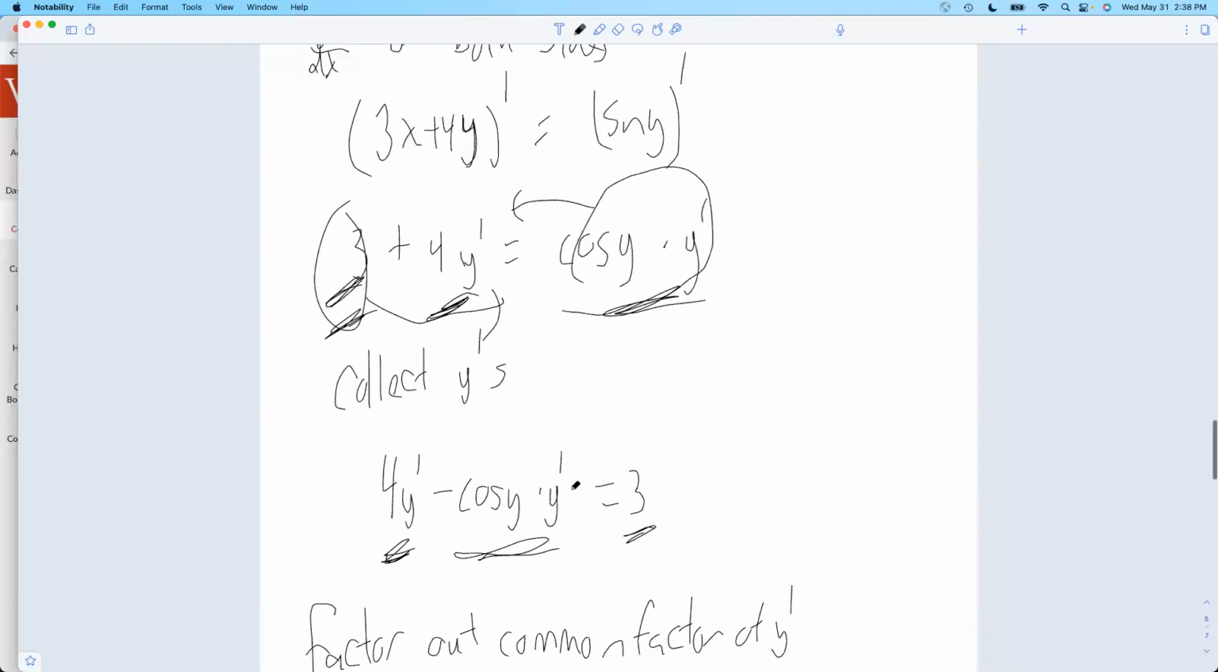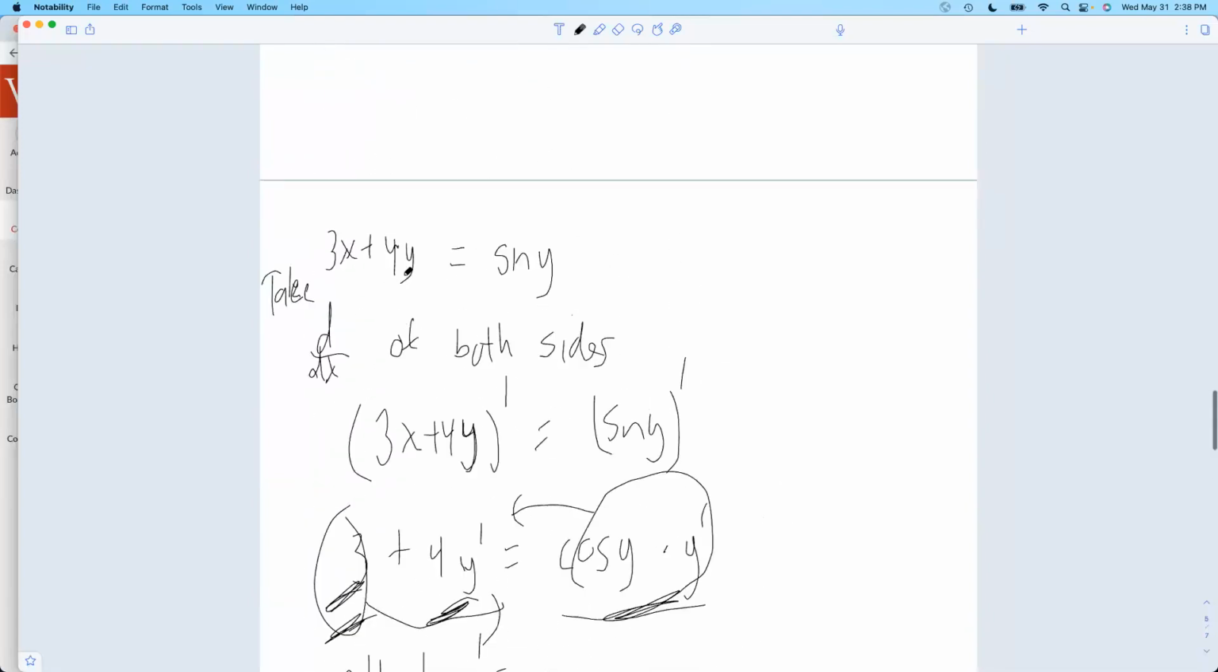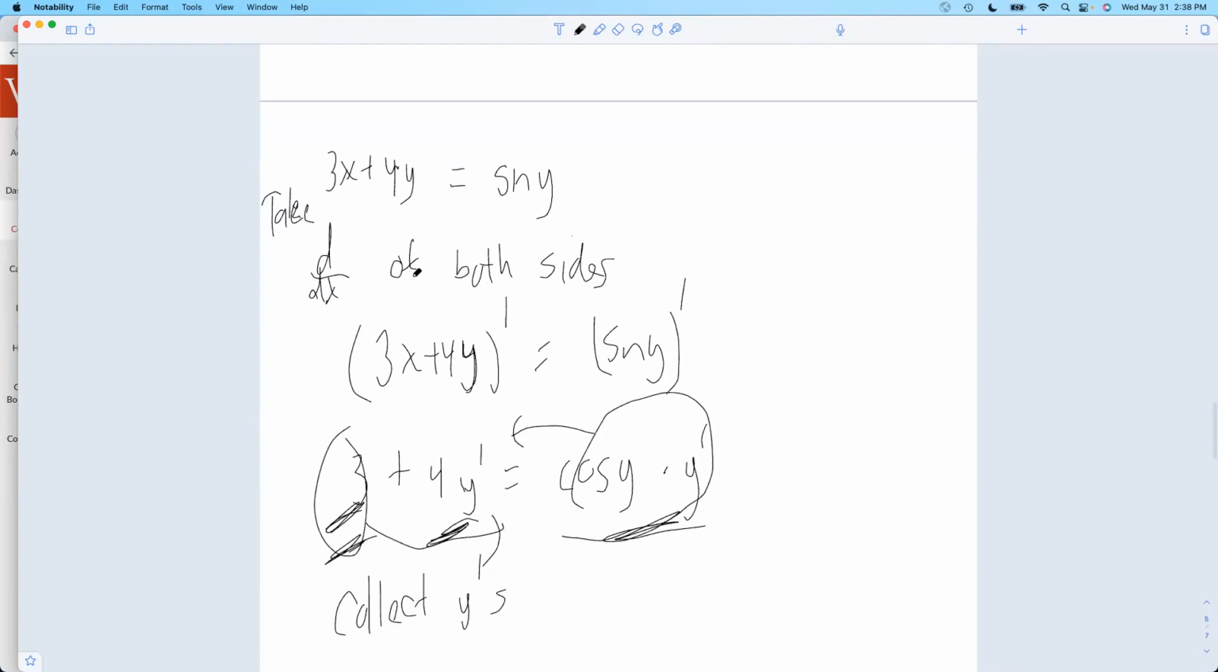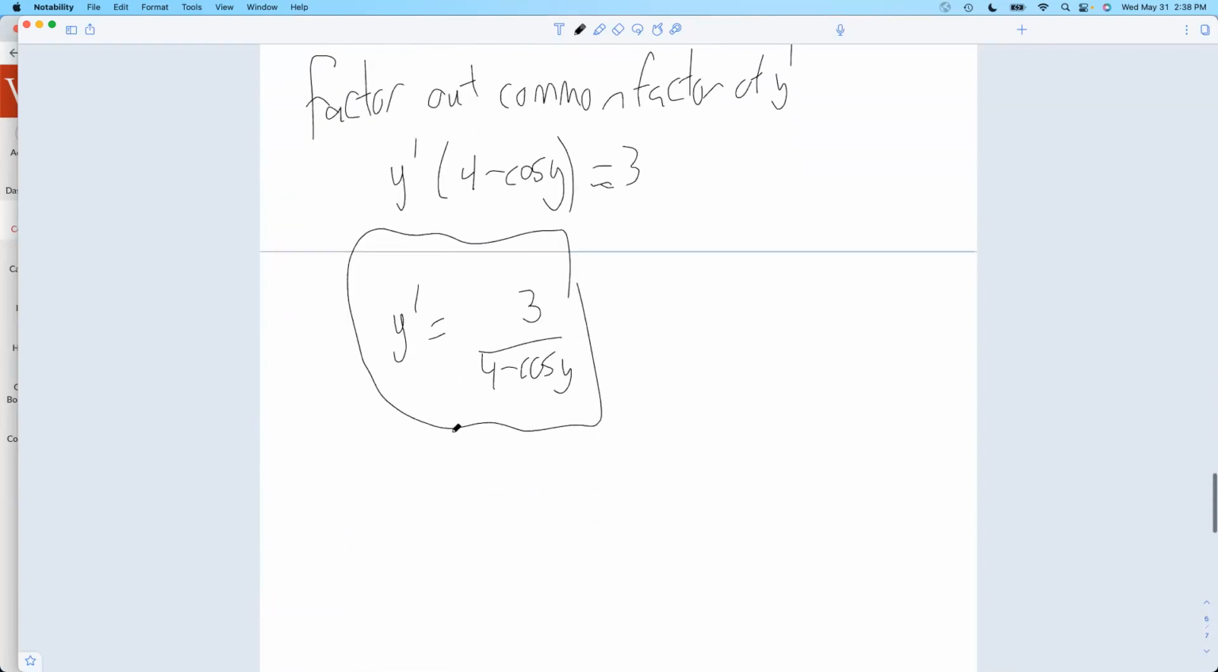So we're going to take the derivative like normal, but every place we see a y, we have to remember that y is a function. So we might have to power rule, we might have to chain rule, and we're going to pick up a y prime. We're going to get a whole bunch of terms. Every single time we end up with a linear equation in y prime. It's always possible to get all the y primes to one side, factor it out, and divide.